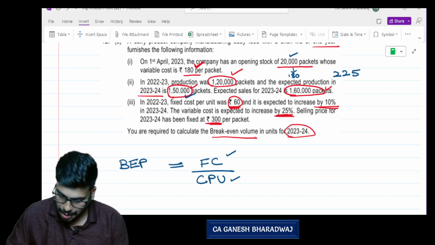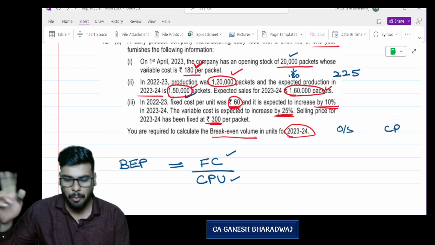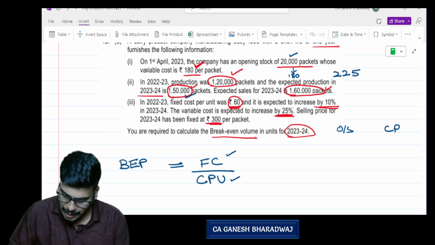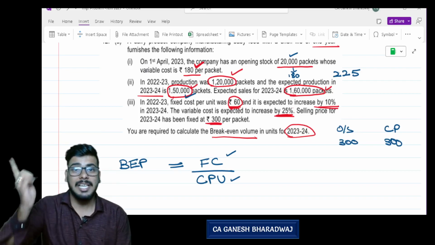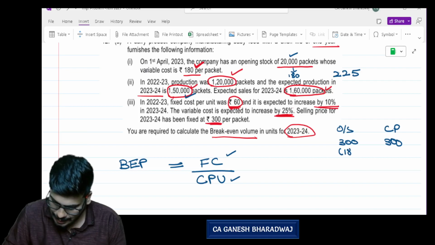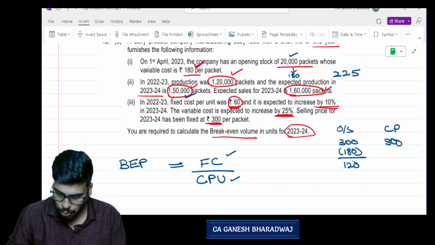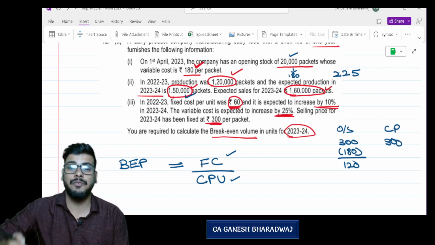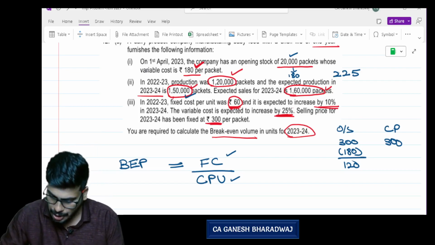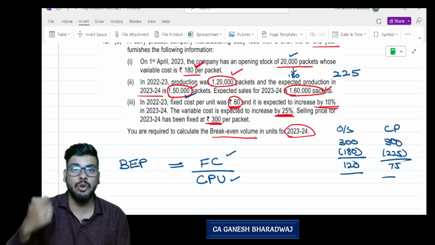So, opening stock units and current year production units, whatever it is, the units that I'm going to sell in the current year, the selling price will be fixed at 300, no doubt. But if I am selling my opening stock units in the current year, the opening stock units have a variable cost of only 180. So the contribution for every opening stock unit sold will be 120. Whereas the contribution for every current period production unit will be 300 minus 225. It's going to be 75 rupees.